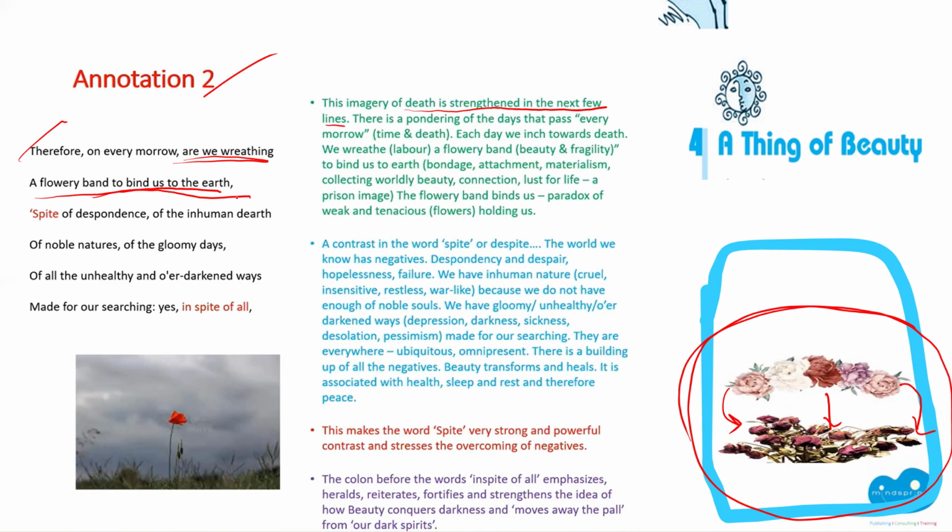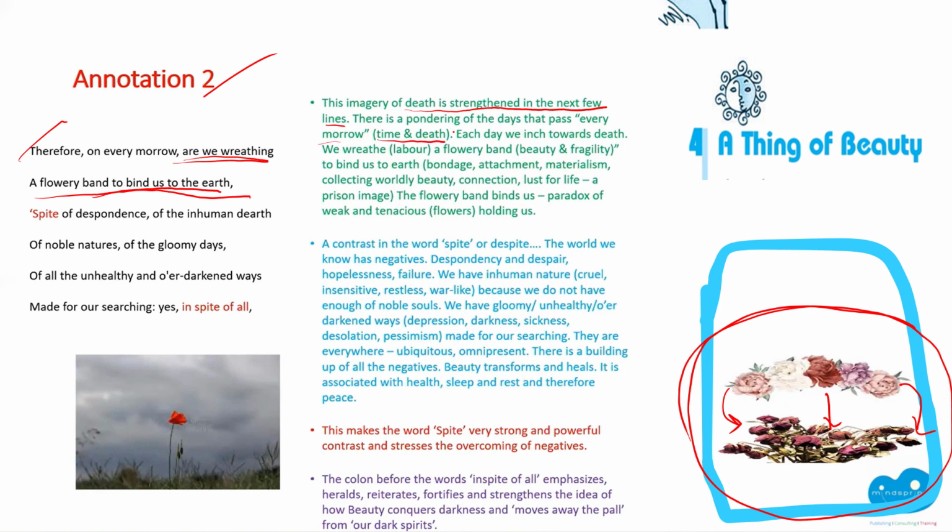And given all this explanation, look at just this part. Unhealthy, over darkened ways, everything is unhealthy, all those kind of things. In spite of all, the beauty is what we move ahead with. So the imagery of death is standard in the next few lines, and there is a pondering of the days that press every morrow. Time and death culture.